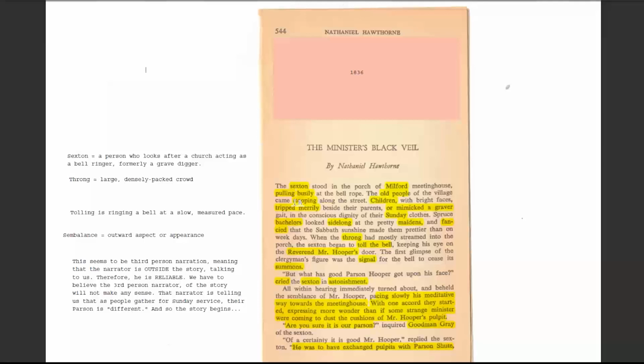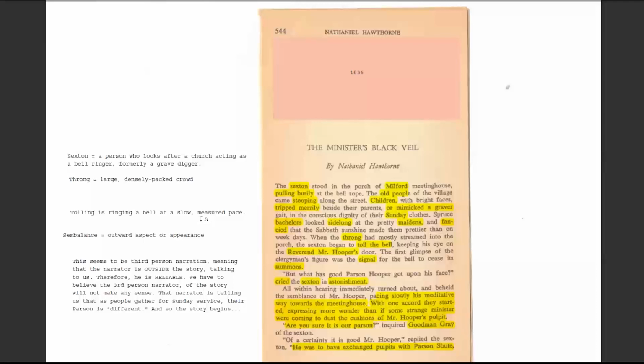It's a beautiful Sabbath, Sunday, right? "When the throng had streamed into the porch, the sexton began to toll the bell." So he stops busily pulling it, and he tolls it, which means a steady ring. Tolling is ringing the bell at slow, measured paces. Why does he do that? Because the throng had mostly streamed into the porch.